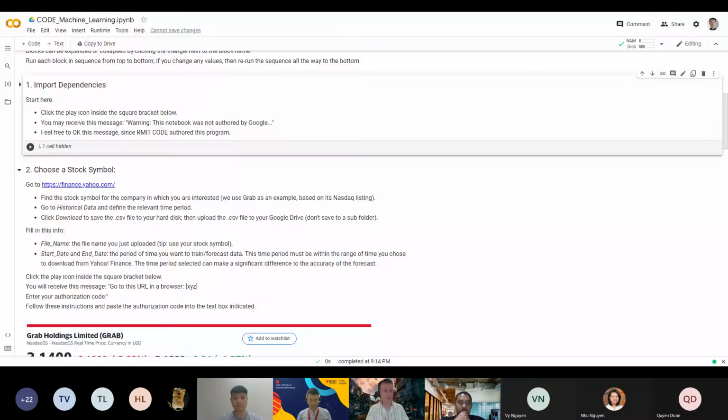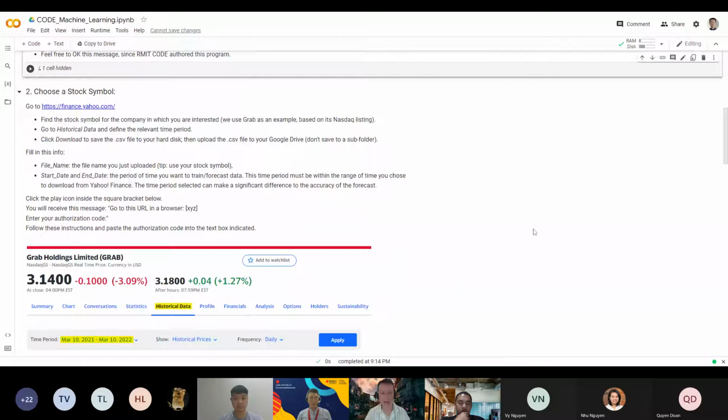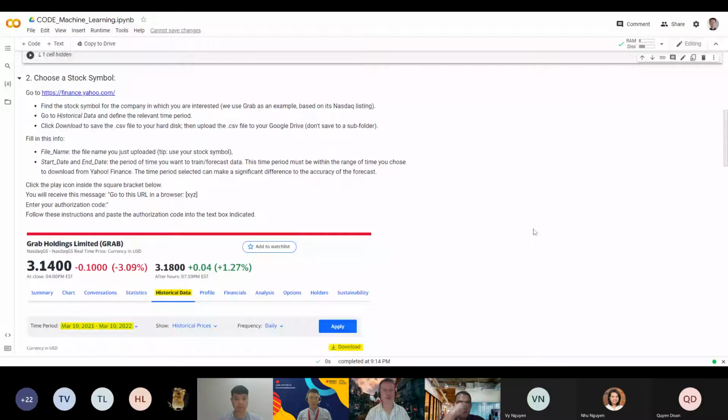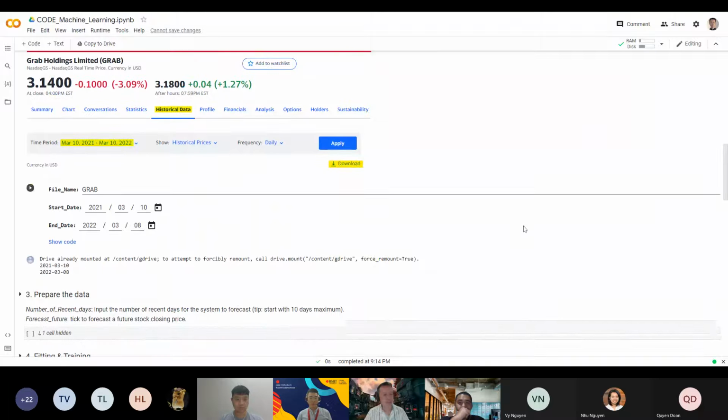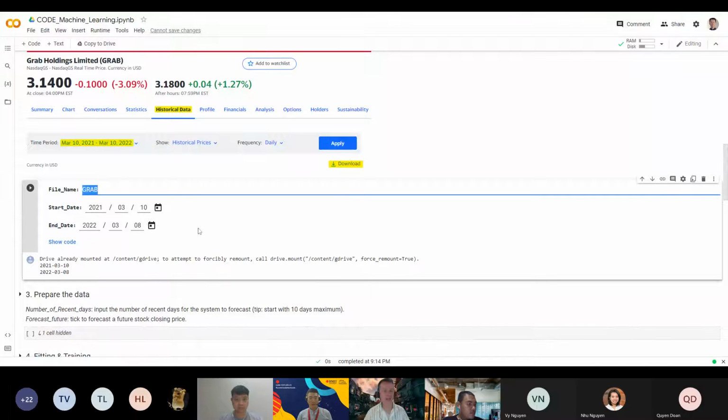All right. Now let's scroll down a bit more to number 2. Choose a stock symbol. You've already done this. So Mun has put in here an example of doing this with Grab, but since you're working with me, we've already got your data. So scroll down to where it says file name Grab and the dates. Make sure your caps lock is on your keyboard and put in the name, your ticker for your company.